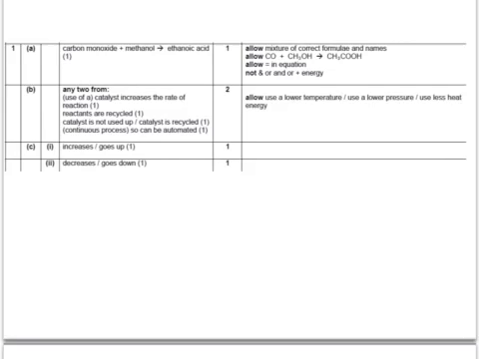And here are the acceptable answers, so if you want to pause, please do to read it in more detail.